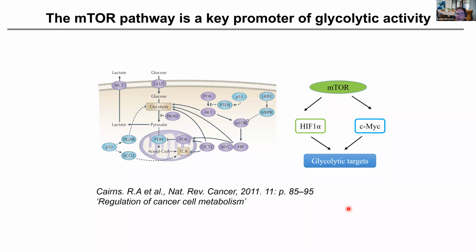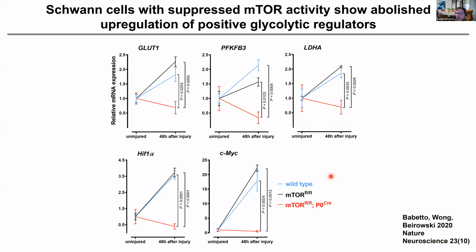We generated mutant mice with inactivated mTOR signaling, specifically in Schwann cells. And we first wanted to confirm that this glycolytic promotion, the glycolytic activity, is abrogated in these mutants. So what you see here on this slide is digital droplet PCR.